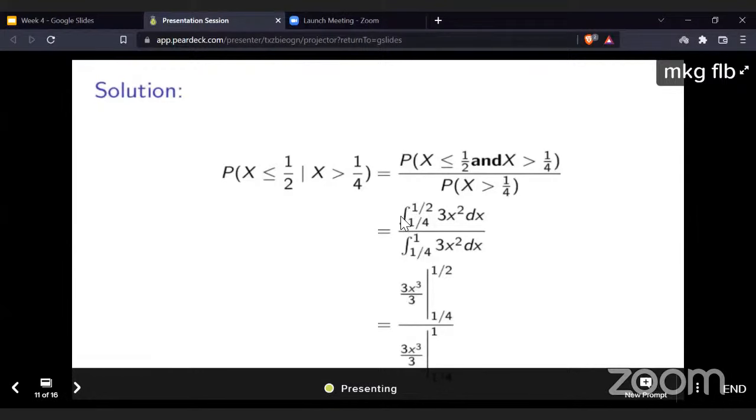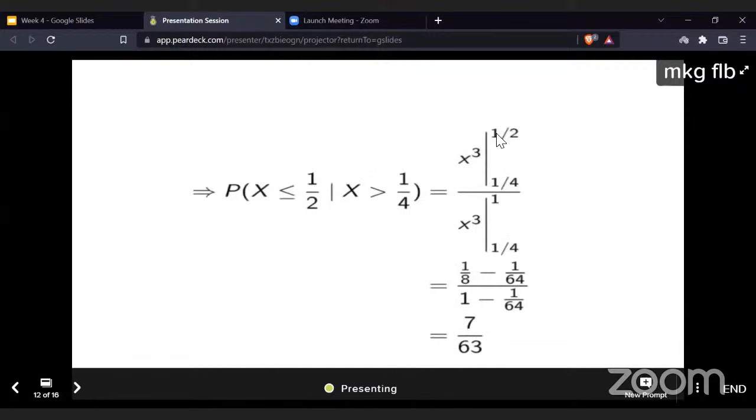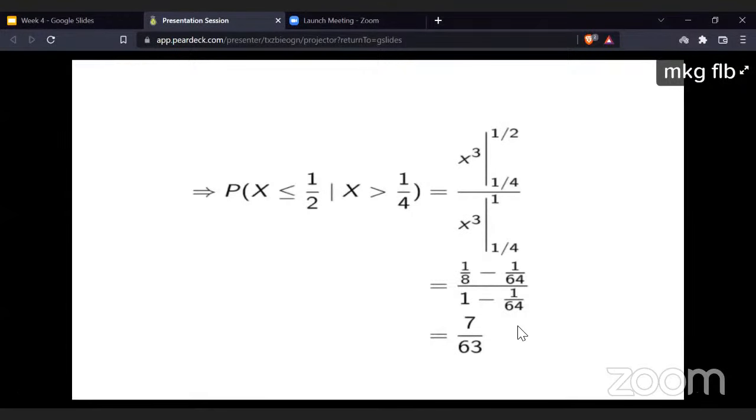Once you integrate it, you will get the final answer as 1 by 8 minus 1 upon 64, divided by 1 minus 1 upon 64, and it comes out to be 7 upon 63, which is 1 by 9. So 1 by 9, that is 0.11.